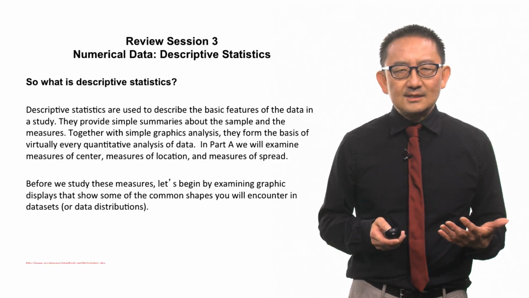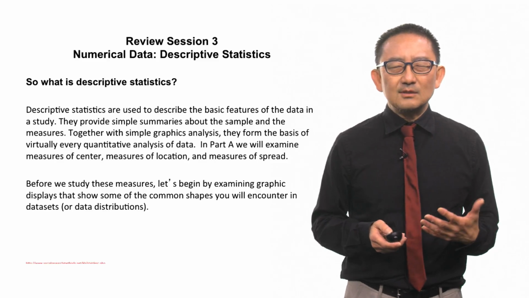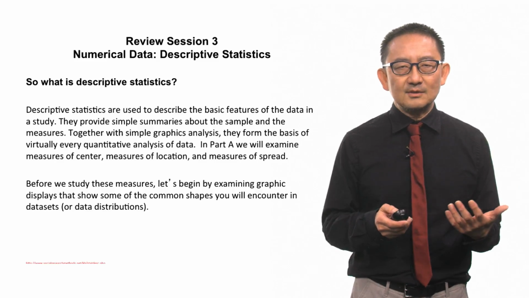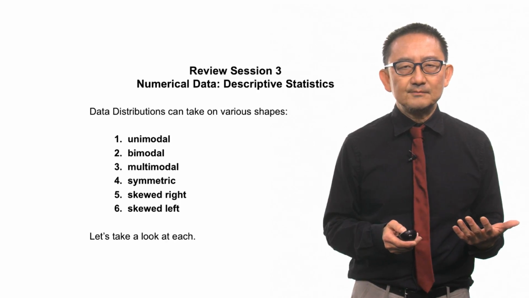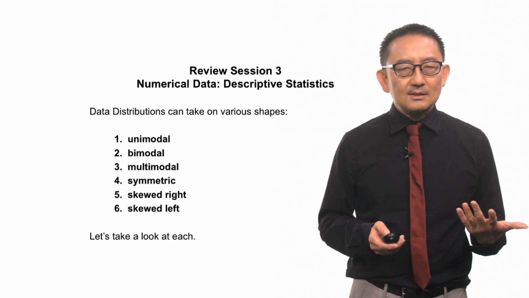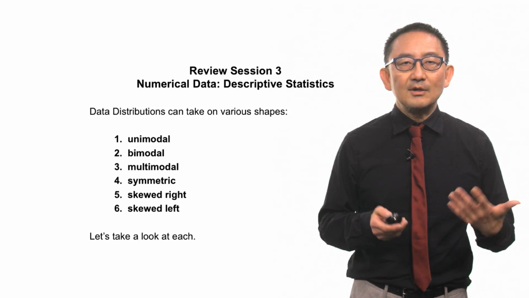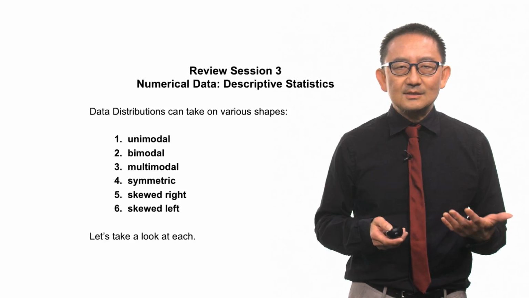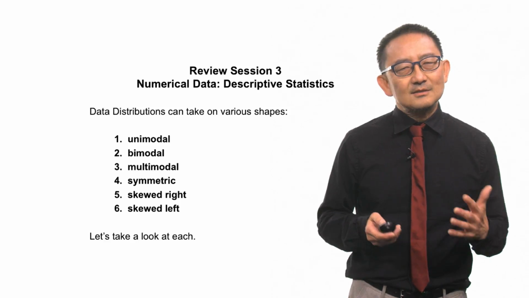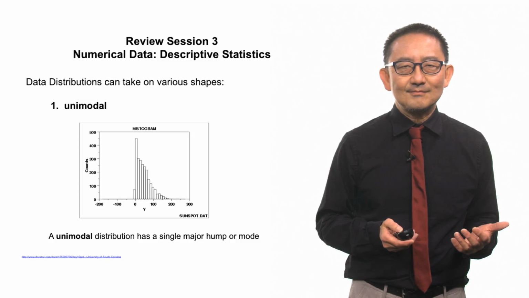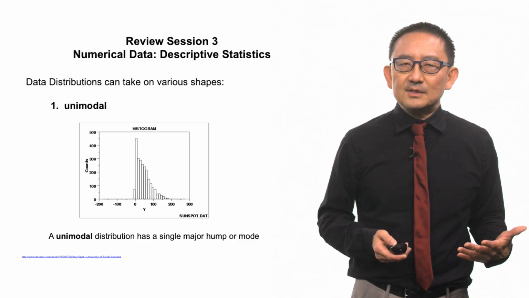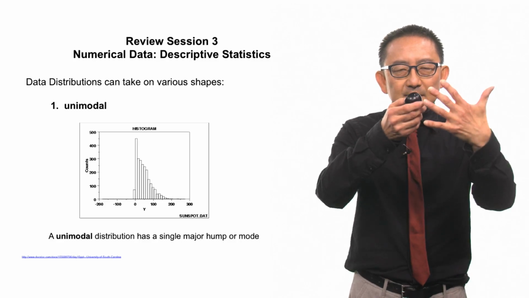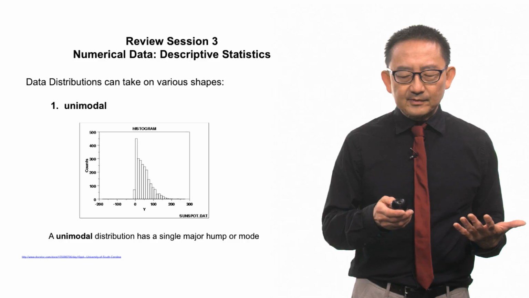Before we study these measures, let's begin with looking at some graphic displays of some of the common shapes that you'll encounter as we move through the course. The 6 shapes that you will most likely encounter are unimodal, bimodal, multimodal, symmetric, skewed right, and skewed left. So let's take a look at each of these. Here is an example of a unimodal graph. We'll see that there's one big peak at the center, and that's very, very prominent.